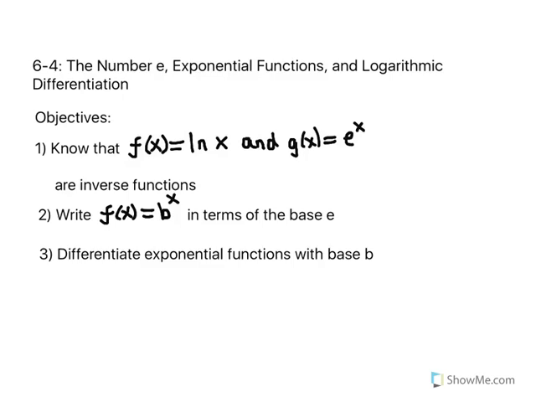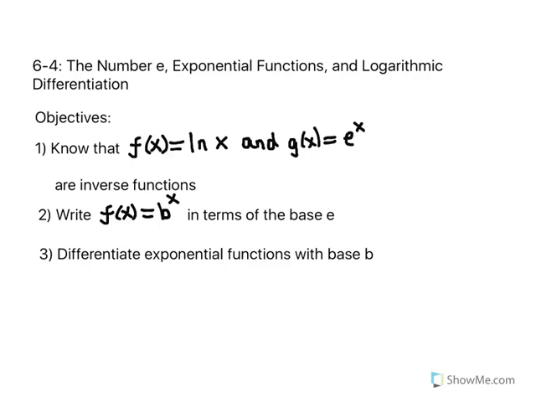6-4, the number e, exponential functions, and logarithmic differentiation. So we'll be spending more than one day on this section. For day one, our objectives are: 1, know that f of x is equal to natural log of x and g of x is equal to e to the x are inverse functions. Objective 2, write f of x is equal to b to the x in terms of the base e. And objective 3, differentiate exponential functions with base b.